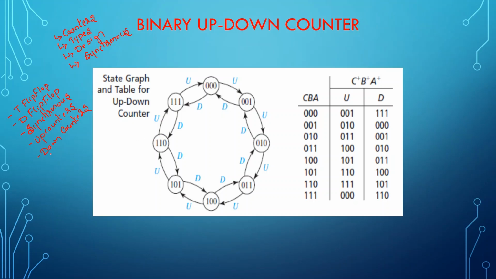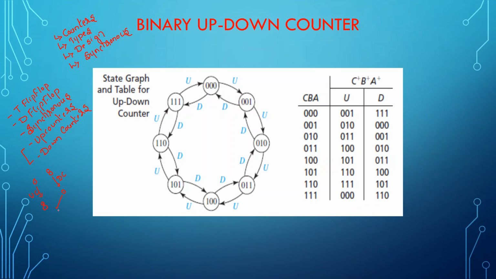Now the question is, sir, is it possible to go with an up counter and a down counter together? Is it possible to have one single circuit that counts from 0 to, for example, 8, and after that counts from 8 to 0? I mean, is it possible to design an up counter and a down counter in the same circuit? The answer is yes, it is possible.